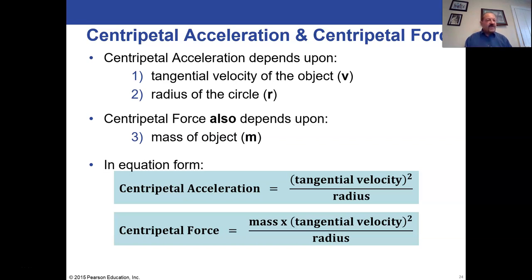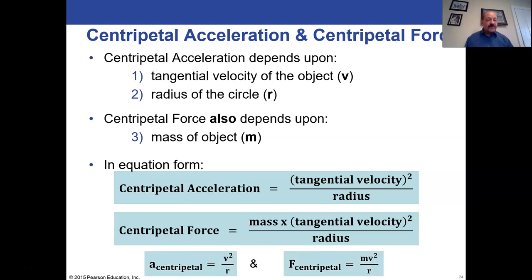So centripetal force is proportional to the mass, that's on the top. It's proportional to the velocity squared, that's on the top. And it's inversely proportional to the radius, that's on the bottom. In variable form, it's written like this: a equals v squared over r, and F is equal to mv squared over r. Just put an m in there, multiply m times your acceleration.